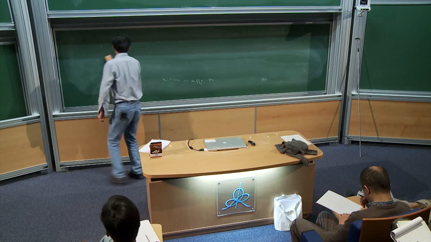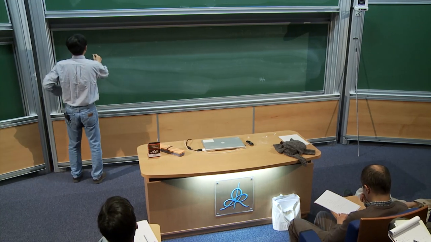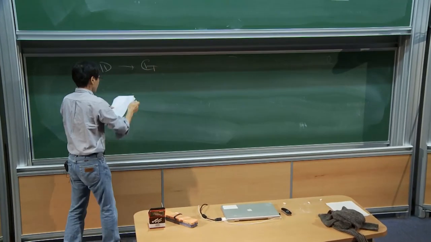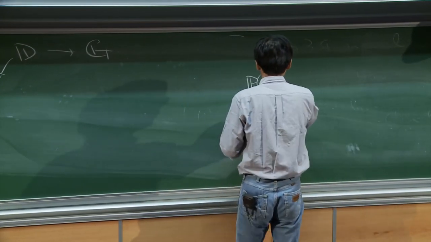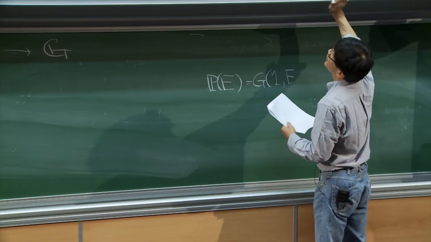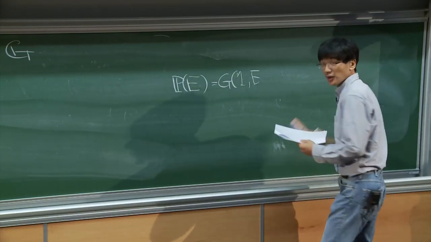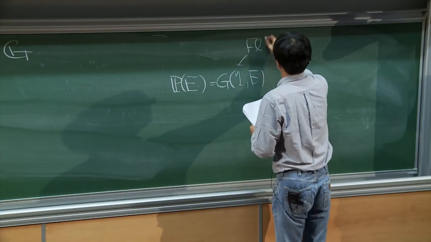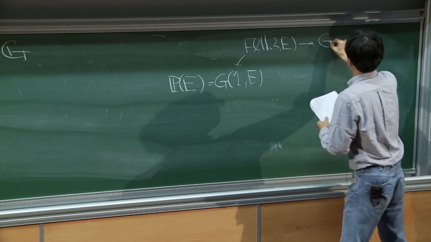So I need to construct the universal family. Yesterday I used the P check and D and G. This P check is the dual projective space, so we could write this as a Grassmann. And this D was a flag variety. And this G was.